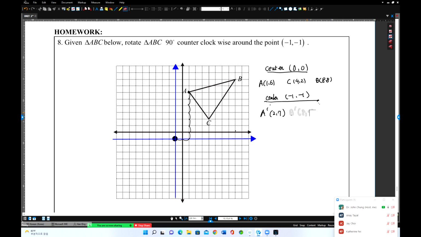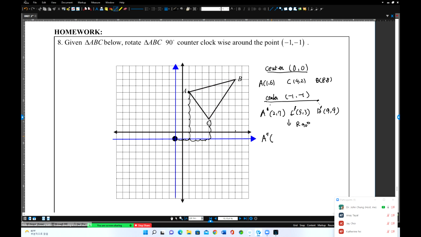So B prime is what? 9 and 9, right? And the C prime, where is it? C prime: 1, 2, 3, 4, 5, and 1, 2, 3, okay? 5 and 3. Okay, using this coordinate, we can make the right 90 degree rotation, okay? Anyway, I'm going to do the same for the primes.